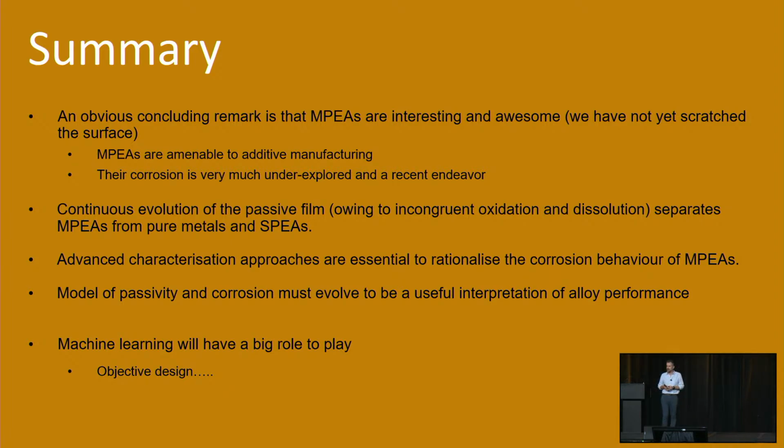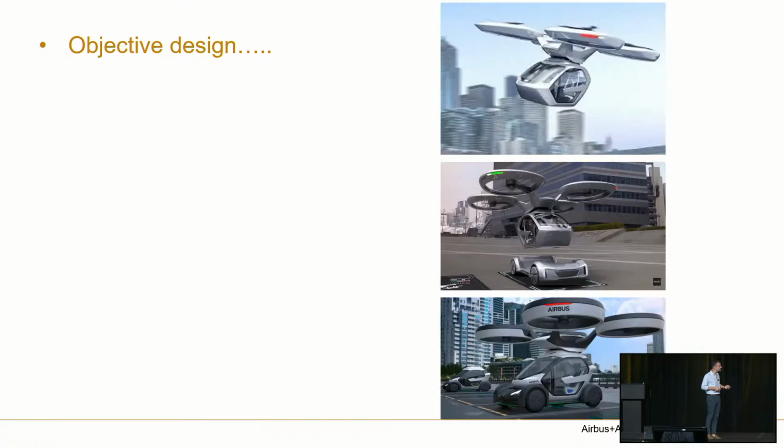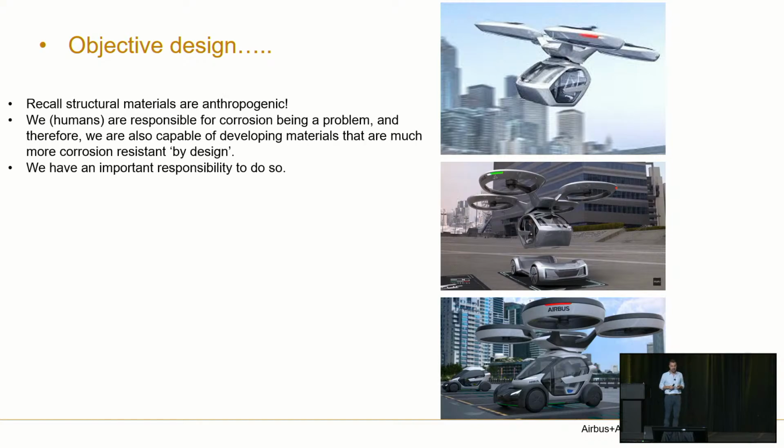There's been some great analysis in this conference so far. And of course, models of passivity need to evolve. But machine learning, I'll just finish on that, has a really big role to play in terms of objective design. So I'm just going to finish by going back to the beginning. If we're talking about future needs and future requirements, whether it's space, supersonic travel, a whole range of things, your next phone that might be implanted, it doesn't matter what it is, we now have the tools and the opportunities to be a lot more objective.